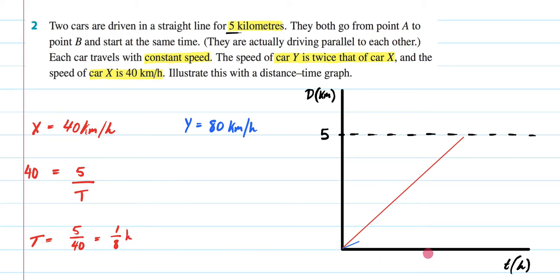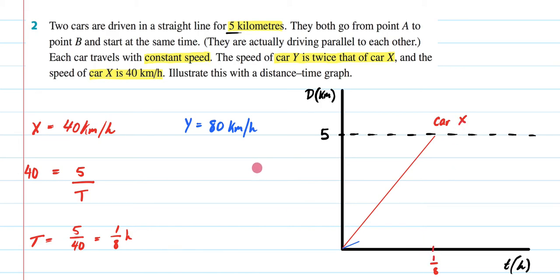So that means if I come over here, let's say that this is 1 over 8, so 1/8 of an hour. Let me grab my line and line this up. It's going to be about here. That's what my line is going to look like for car X. So let me just write it here as well. Car X, 1/8 of an hour.